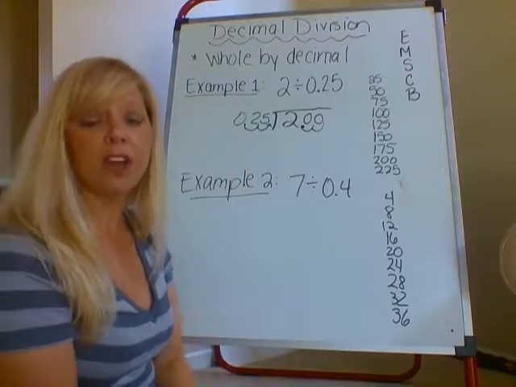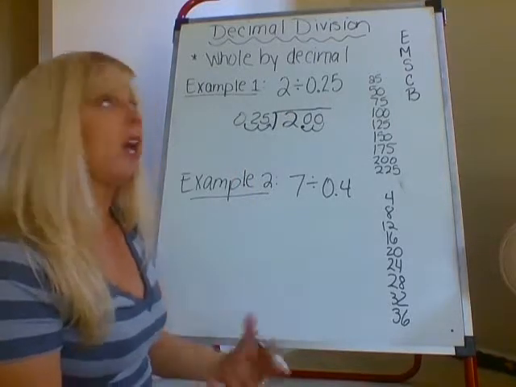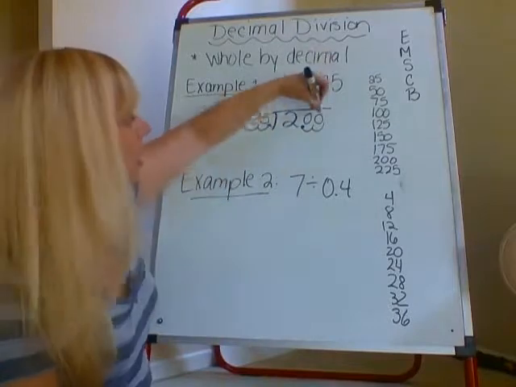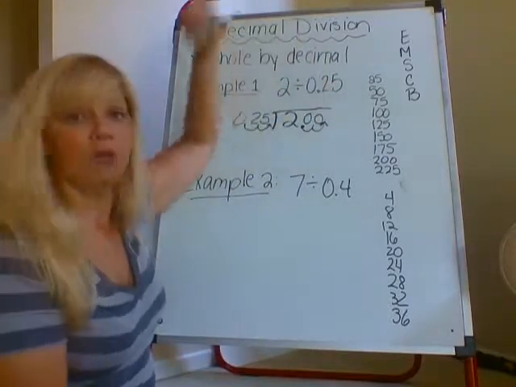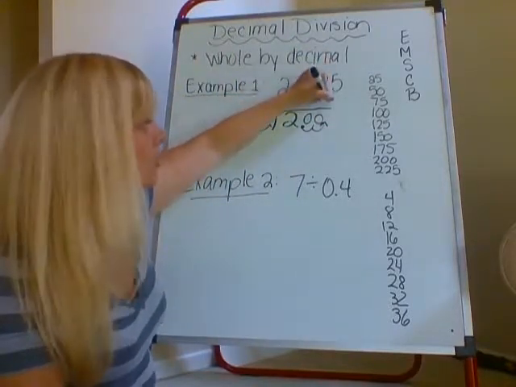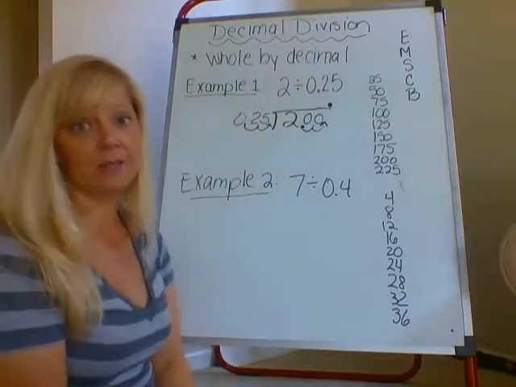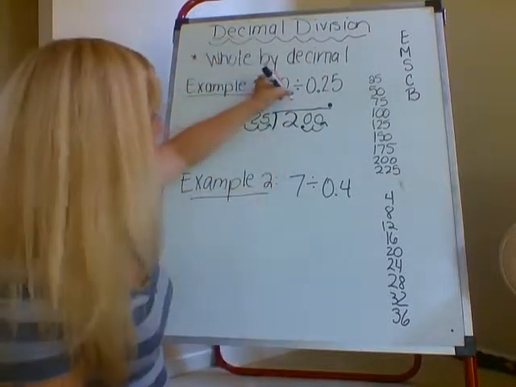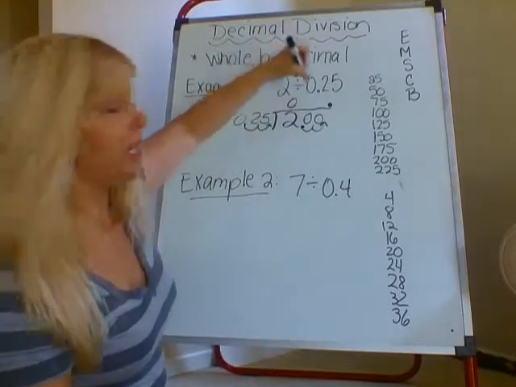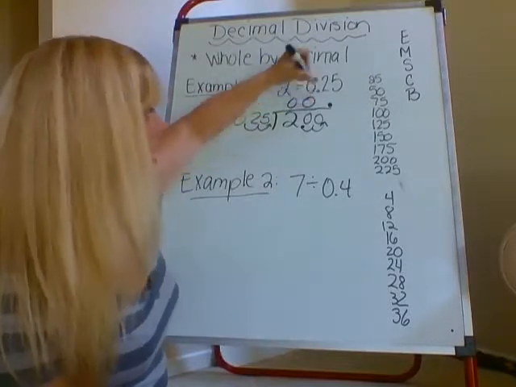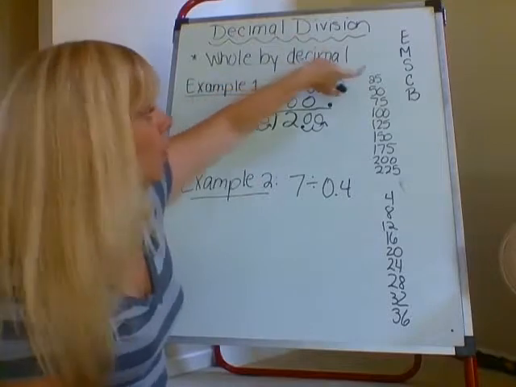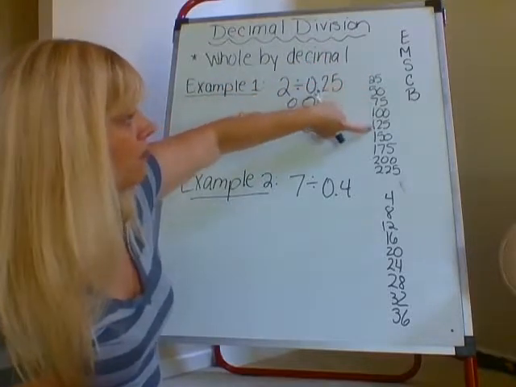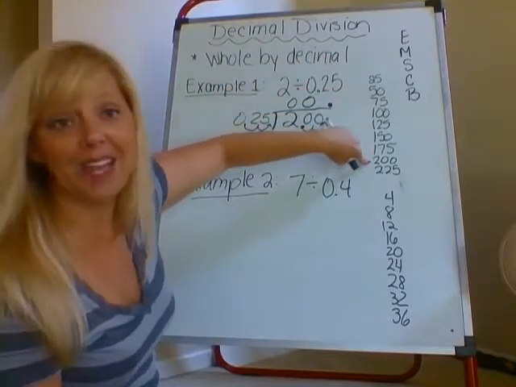So how many groups of 25 pennies can I get in 200? Again, the answer is 8. Remember, my decimal point got moved all the way over here, so that's where my decimal point lands. Okay, so can 25 go into 2? No, it can't. Can it go into 20? No, it can't. Can it go into 200? Yes, it can. 1, 2, 3, 4, 5, 6, 7, 8 times.